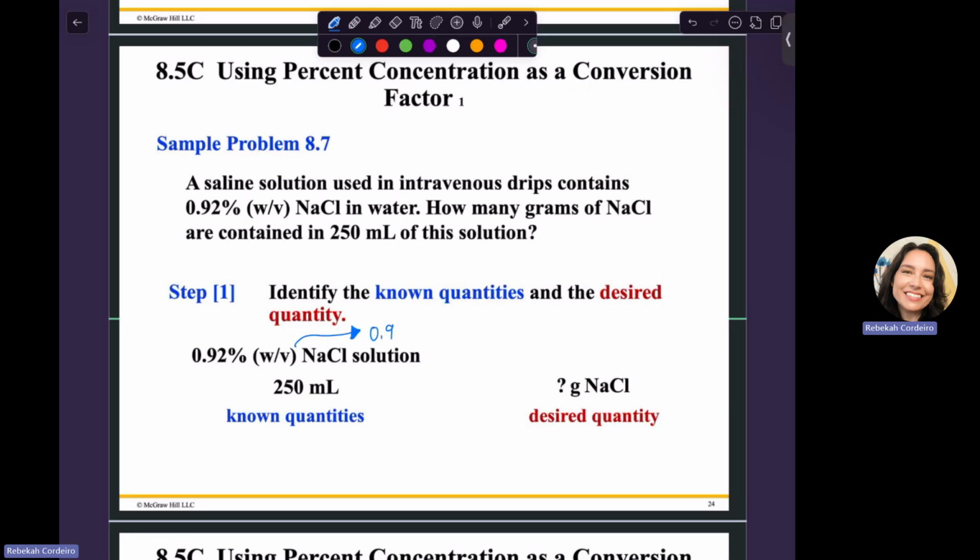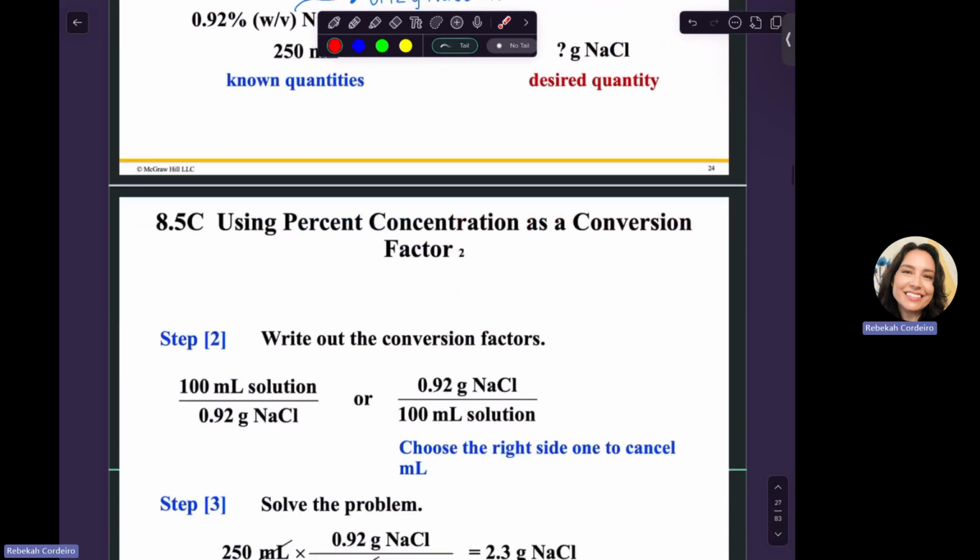We can say 0.92 W, which stands for weight, grams of the solute, which is NaCl, equals 100, because percent is always out of 100, milliliters, because V is for volume, and we always use milliliters, not liters, for the volume of the whole solution. If I have 250 milliliters of solution, do you see how I could use a conversion to get to grams of NaCl? Pretty simple if you know dimensional analysis at this point.